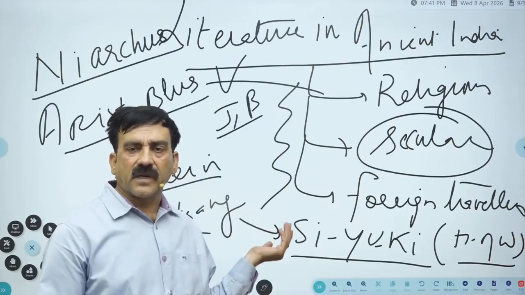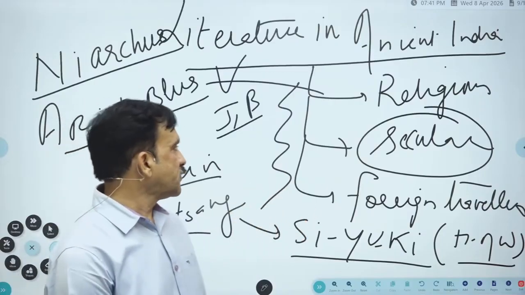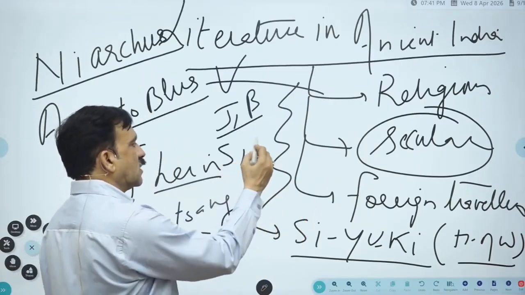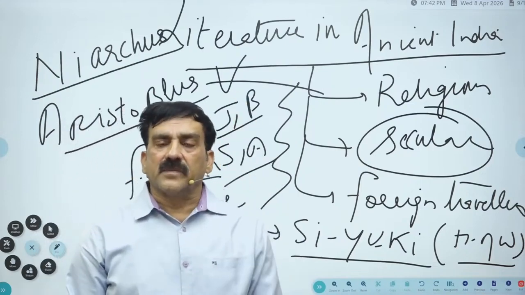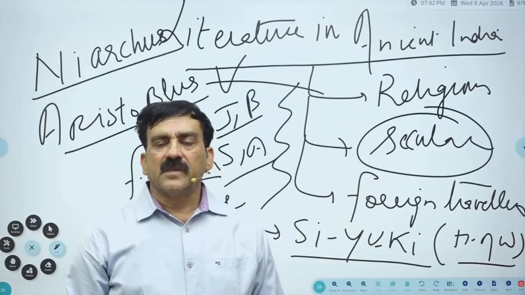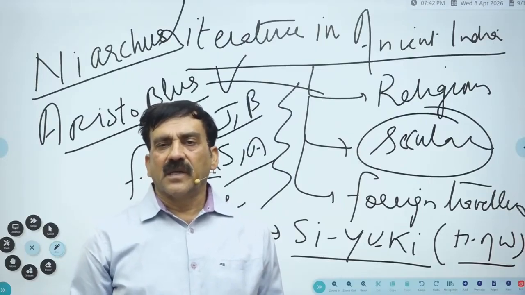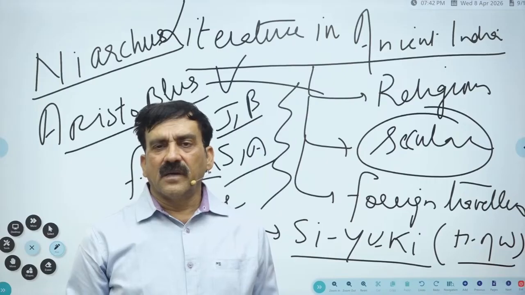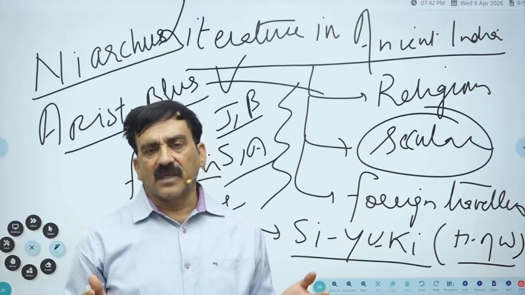Then we have I-Tsing. Then we have Arabic travelers, Suleiman, al-Masudi. Then we have Al-Biruni in the early 11th century AD, whose book Kitab-ul-Hind is supposed to be called a masterpiece work.